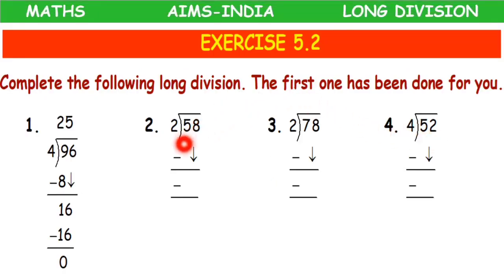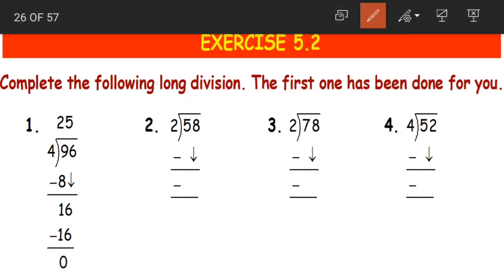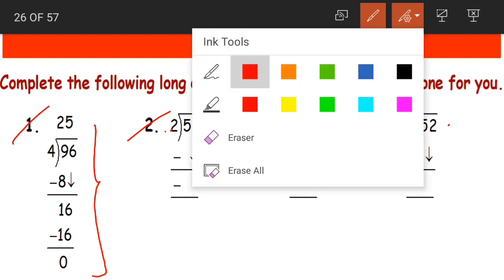Next, exercise 5.2. Complete the following long division. The first one has been done for you. Yes, what should we do? We should complete these long divisions. Okay, first one is already done. If you want, you can look at it for reference. Now coming to the second one, 58 divided by 2, children.